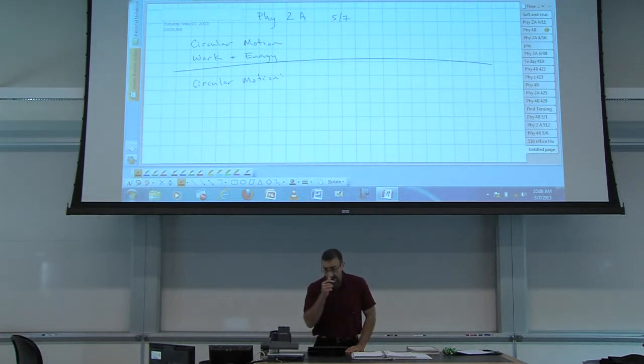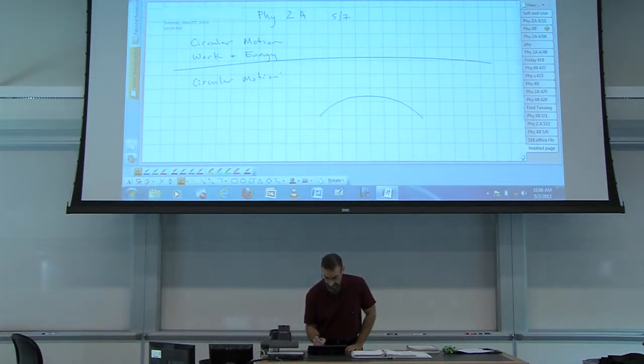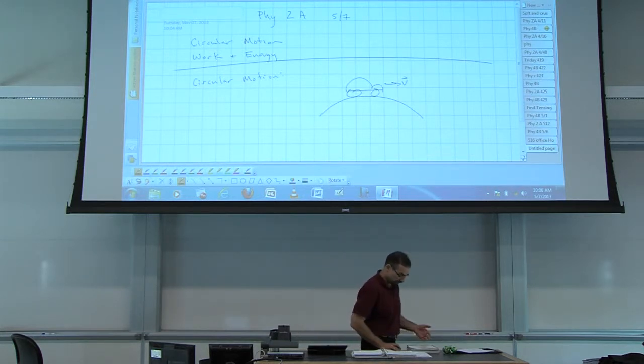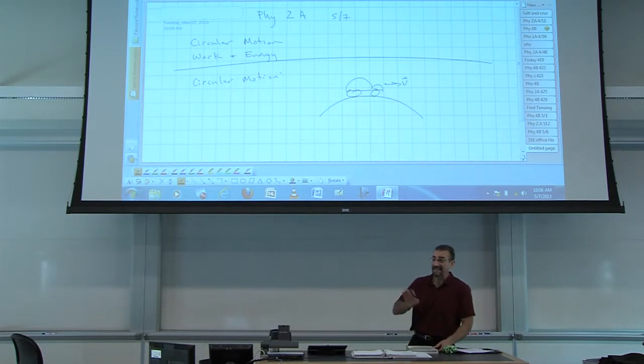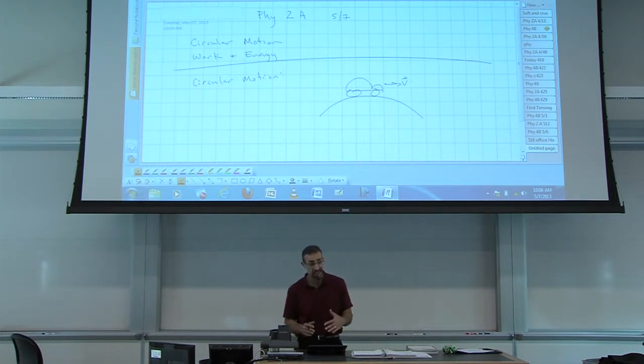So one example we talked about: a speed bump, right? A car going over a speed bump. And the example there is how fast can you take that bump before you become airborne, right? You still want to have your maximum speed such that you remain in contact with the road at all times.